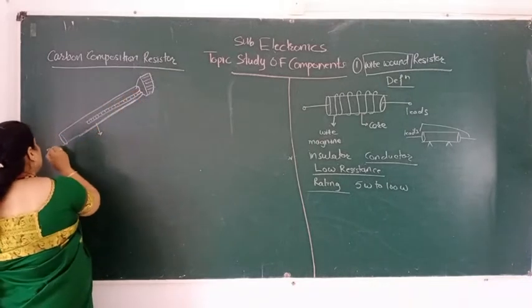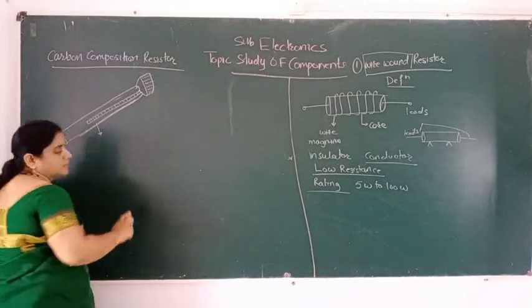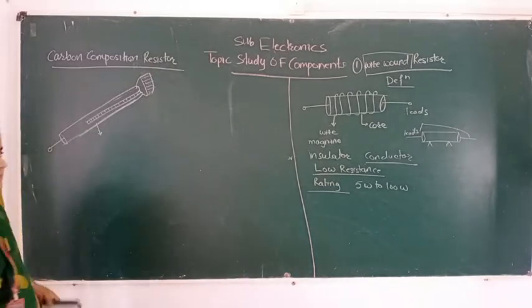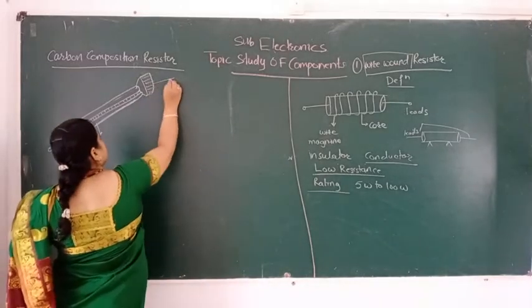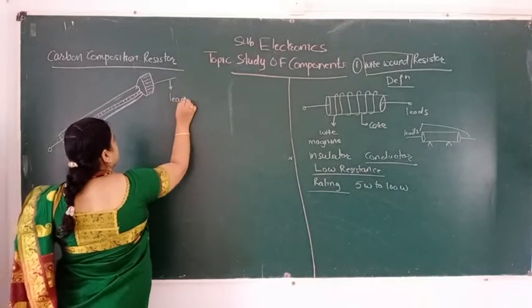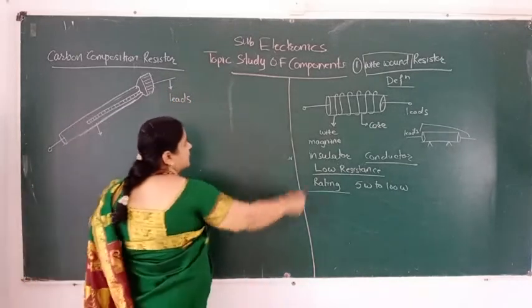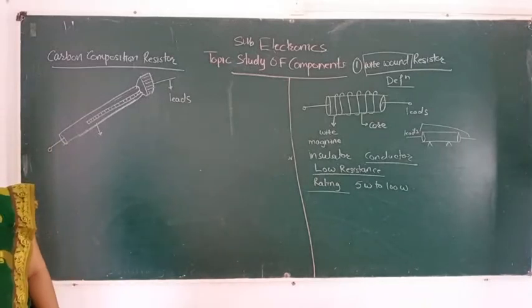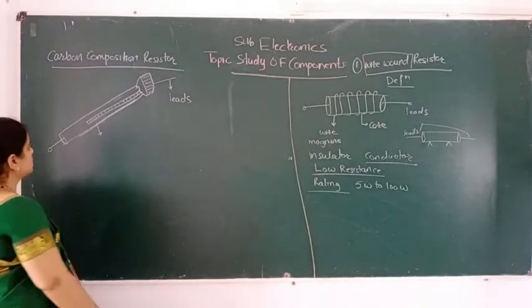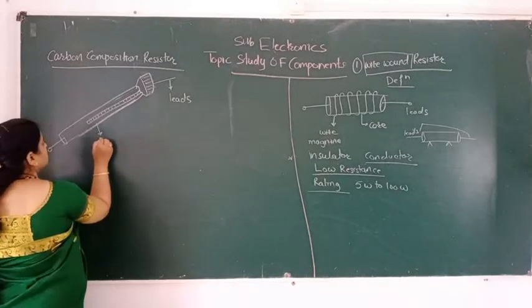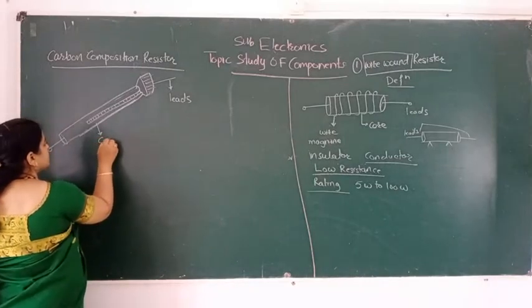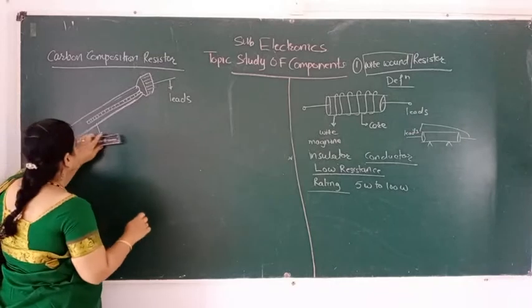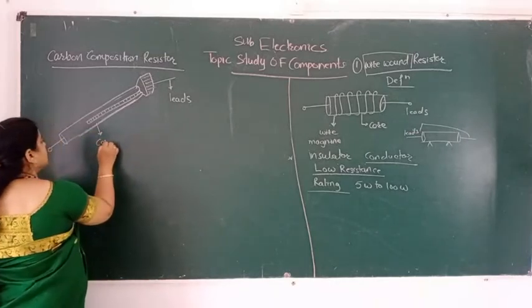Two leads are there. These are what? Leads that we have taken here. It's the terminals. Leads means what? It is the terminal. This is what? This is the case or insulating core. You can write it here, the core.